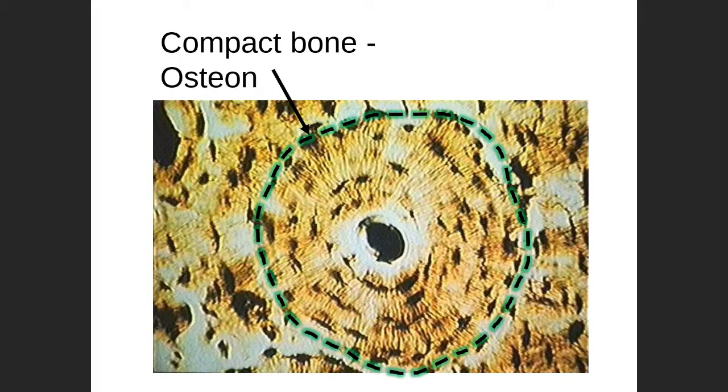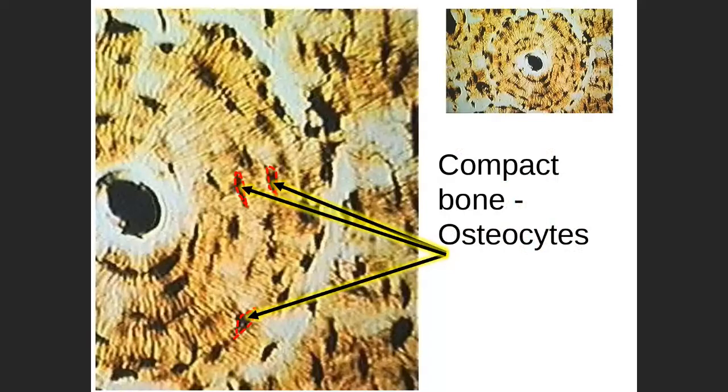Well, in bone, we call these ring-like structures osteons. And at the center of the osteon, it's a hollowed out area. We call that the central canal. I'll describe that in a second here. But if you notice, we've got these black little holes here. Inside those black holes live the predominant cell type for this tissue, which are called osteocytes.